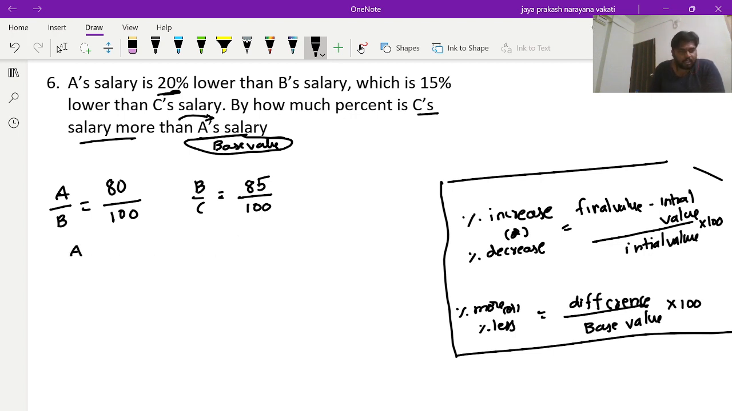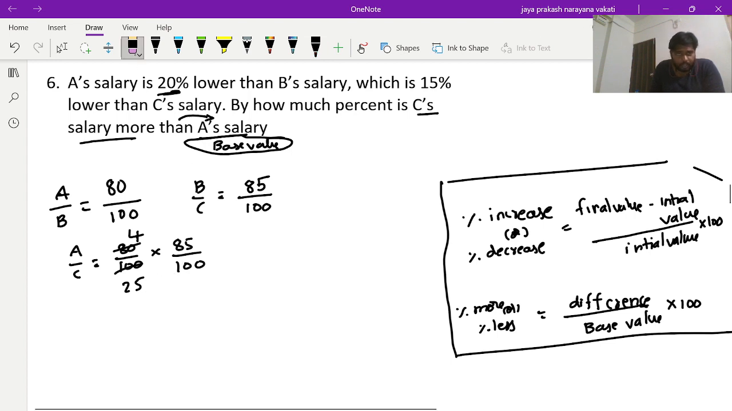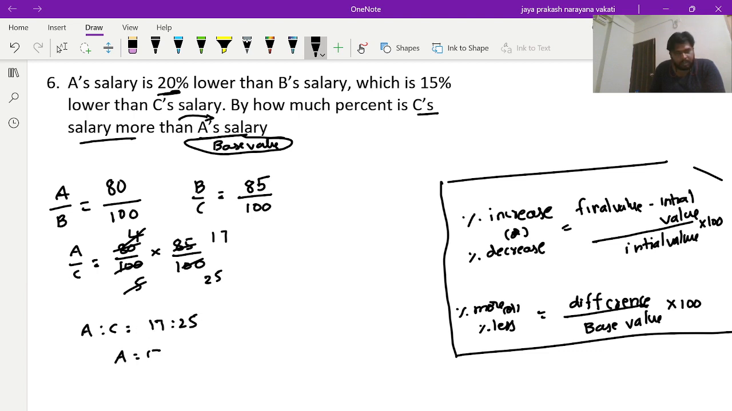Now I need the A by C ratio. I can multiply both so that the common term B will be cancelled out. So 4 by 5 times 17 by 20 gives 4 fives are 20, 5 17s... I got the A to C ratio as 17 is to 25. So assume A equals 17 and C equals 25.